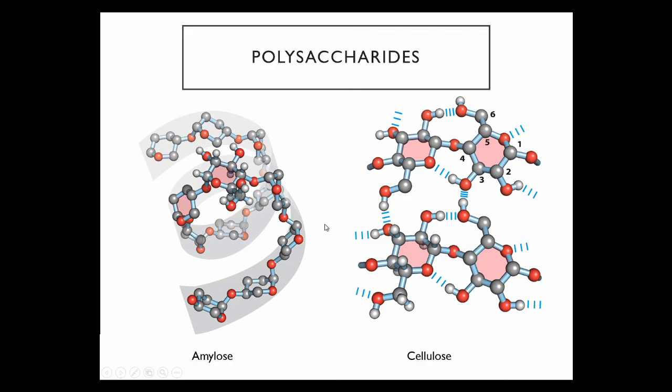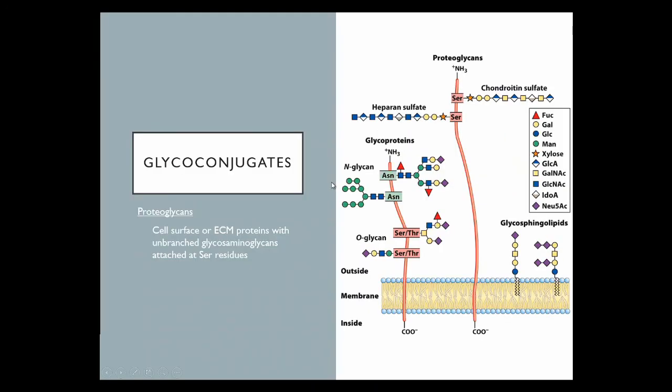And so again, the secondary structures do affect the structural properties of these molecules, and to some extent can affect how they interact with other molecules also. So next time we will talk about glycoconjugates.